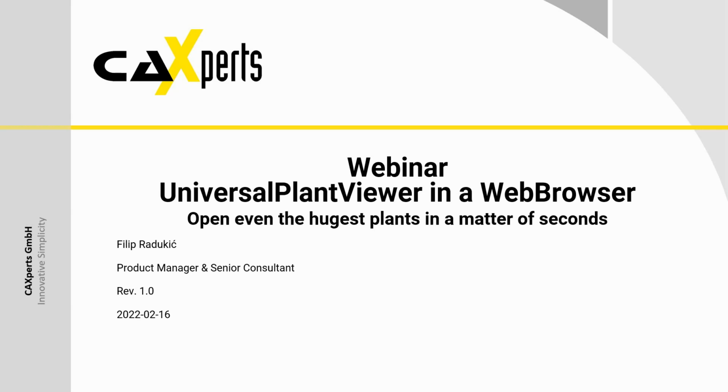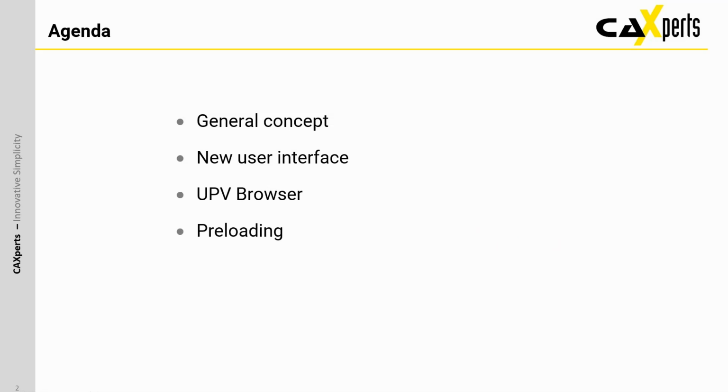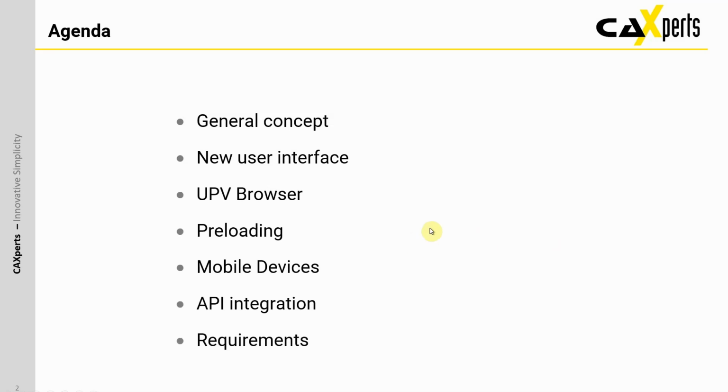What we are going to talk about today is UniversalPlantViewer in a web browser. So open even the hugest plants in a matter of seconds, and how this is done. First of all, let's look at the agenda. We'll have a look at the general concept behind it, the new user interface and the changes that come along with that, the UPV browser and what it actually does, the functionality of preloading, how it looks on mobile devices, how the API integration is realized, and finally, what the requirements regarding hardware and software for the system are.